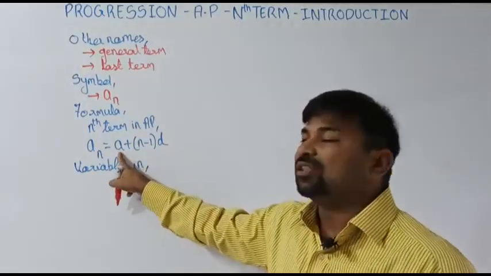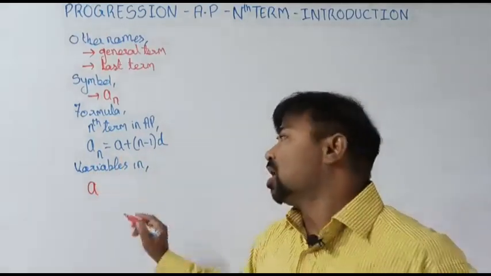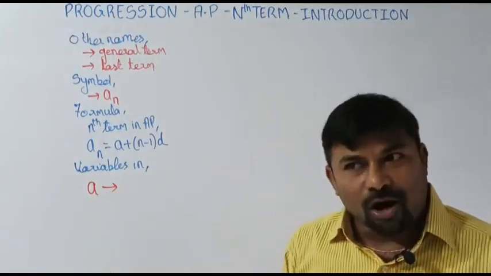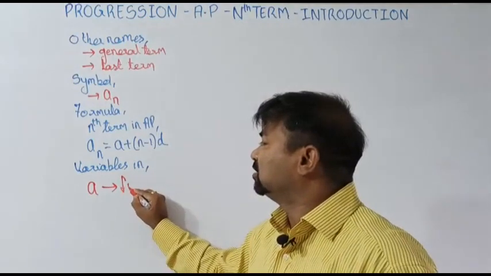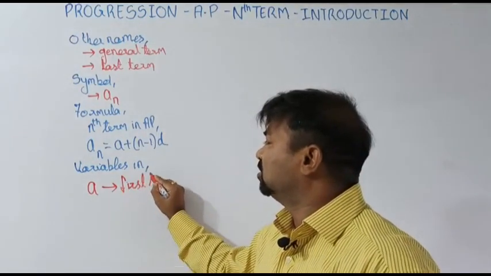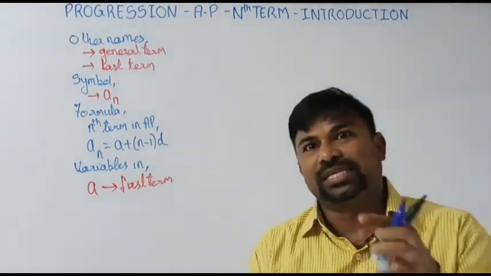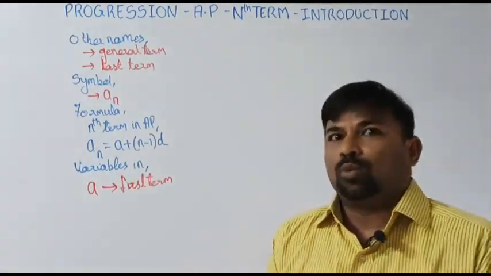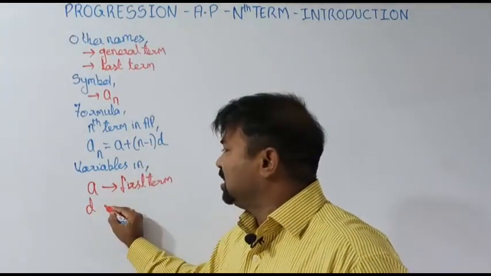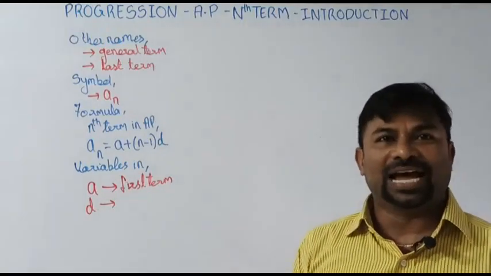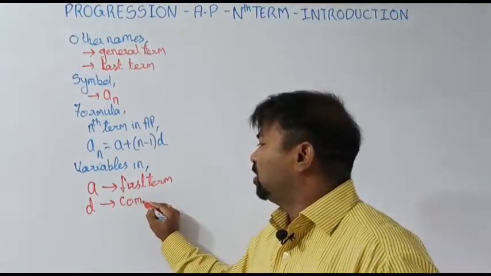In this formula, the first variable is a. Of course, you know the meaning of a: in arithmetic progression, a is nothing but the first term. So the first variable is a, and a means the first term. Now the second variable in that formula is d. What is d? d is nothing but the common difference.